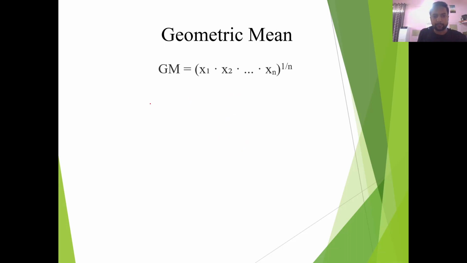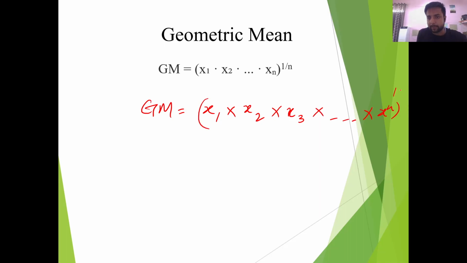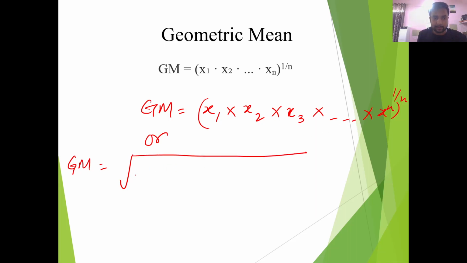Okay, so here the formula comes out to be GM, meaning geometric mean, is equal to x1 into x2 into x3 into so on xn, all to the power 1 by n. Here n means the number of observations. Another way we can write it is geometric mean is equal to the nth root of x1 into x2 into x3 into so on xn. That's how we are going to perform it.